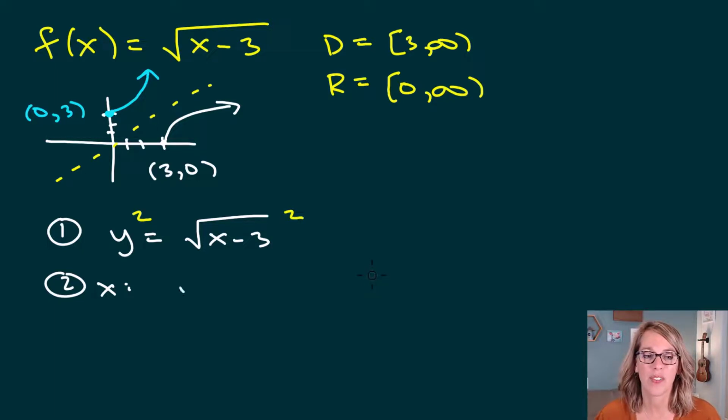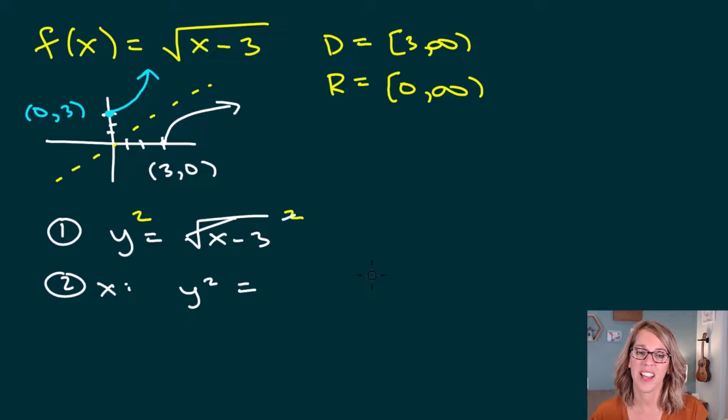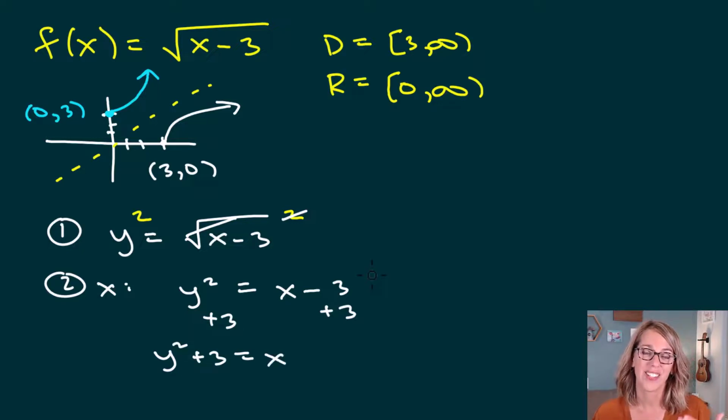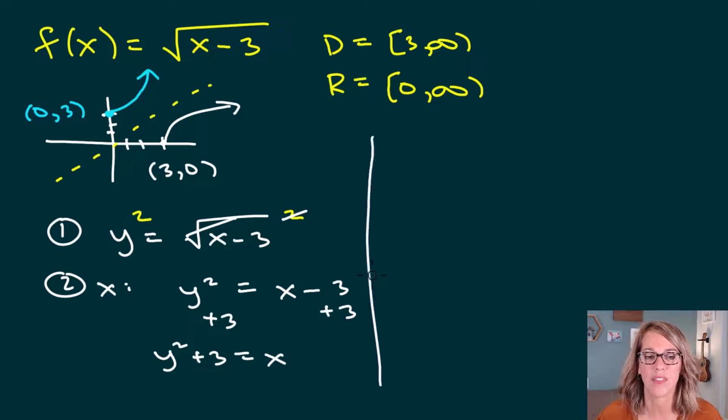So I end up with y squared is equal to, the square root and the square undo each other, and I get just x minus 3. So close. I'm going to add that 3 to both sides, and I get y squared plus 3 is equal to x. So I've got it. I just need to do my xy swap. Let's go ahead and put that up here.